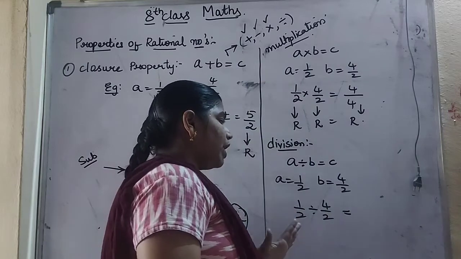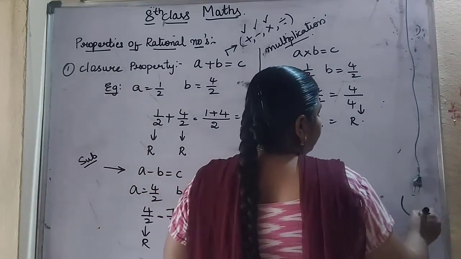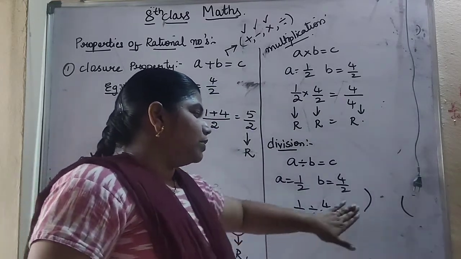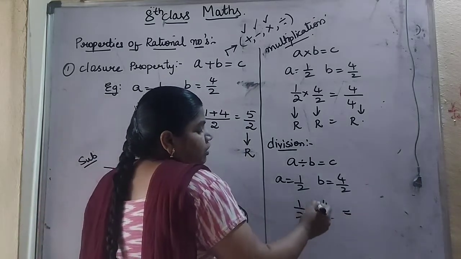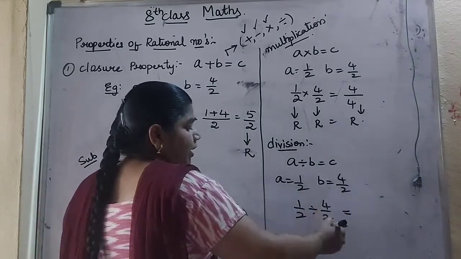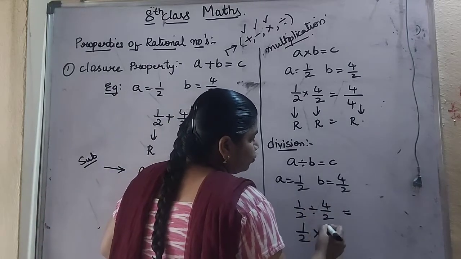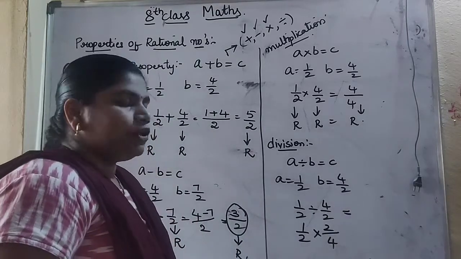We will not use that oldest method. What we will use for brackets: we can't divide in this form for these two rational numbers. So what we will do is change this division into multiplication, and the second term will be reciprocal. So we will take it as 1 by 2 into 2 by 4. This is how we will divide two rational numbers.